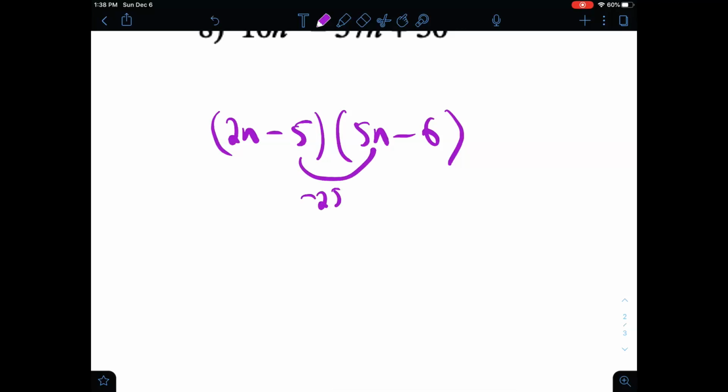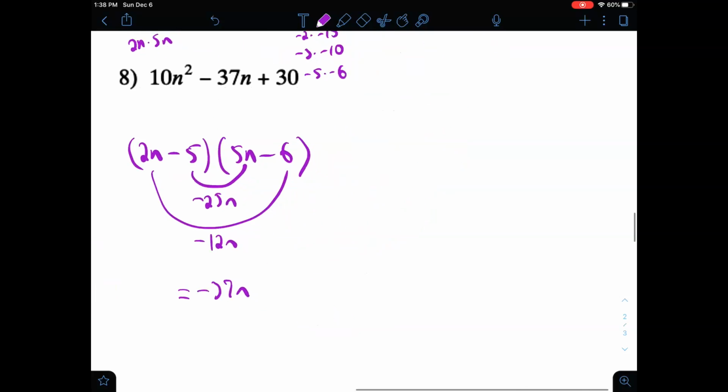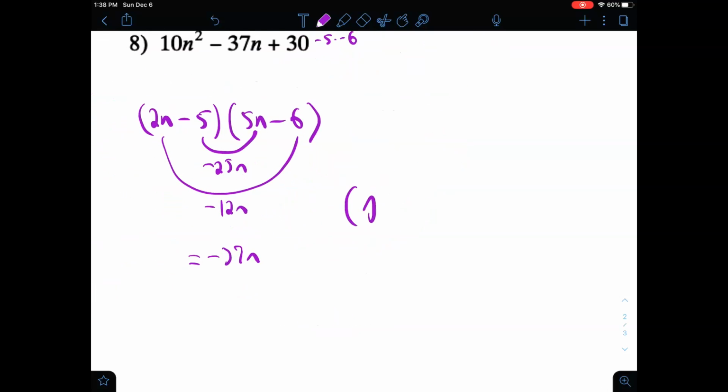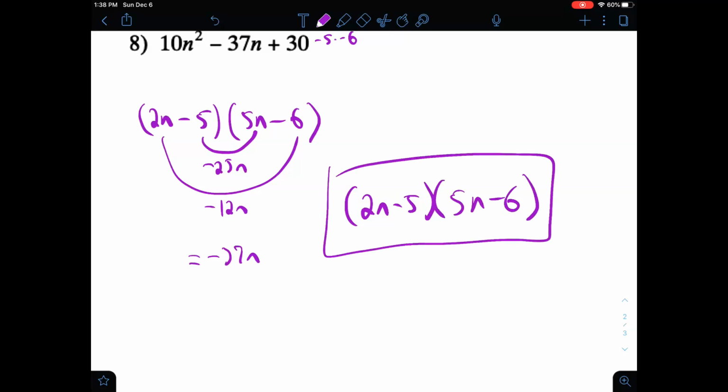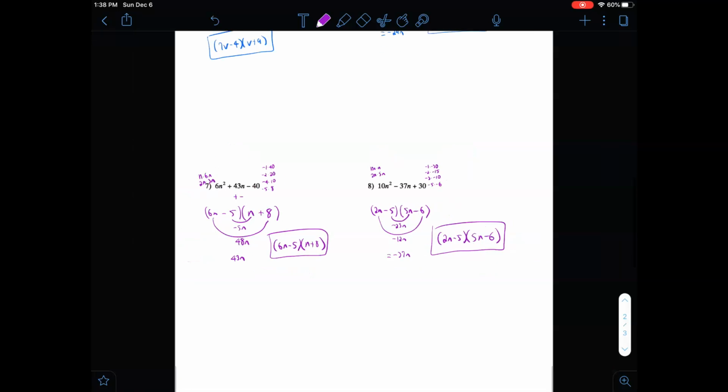So we got negative 25n here, and we also have negative 12n, and that's going to equal, we got the right answer, negative 37n. So that's the correct answer. We have 2n minus 5 times 5n minus 6, and that is our final answer. And we're good to go.